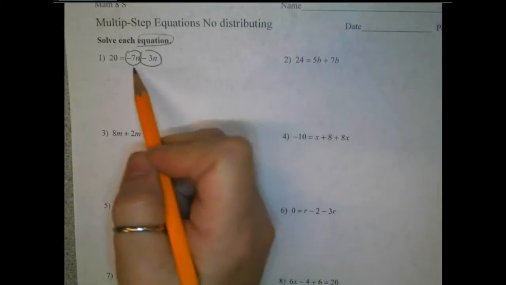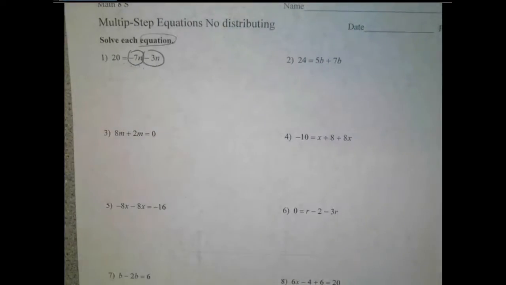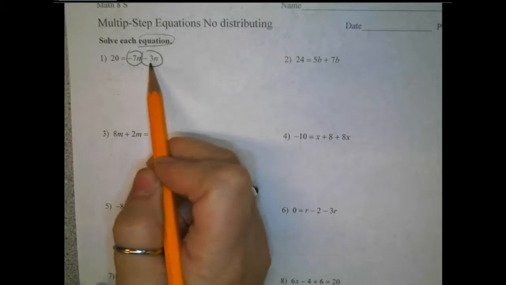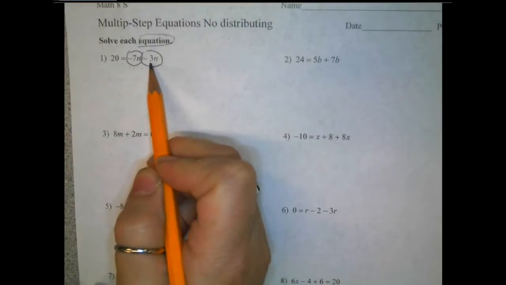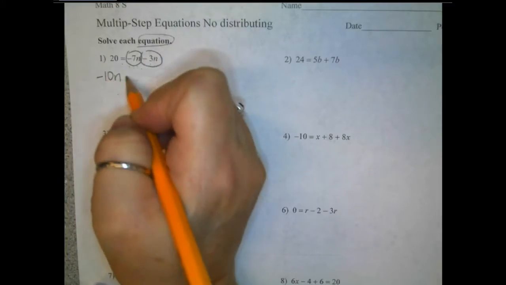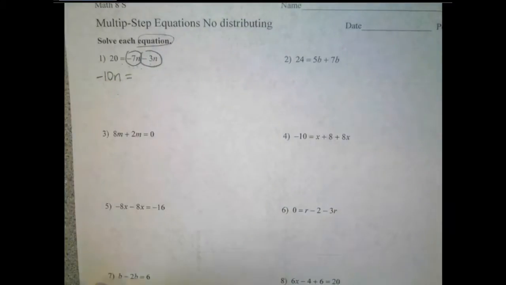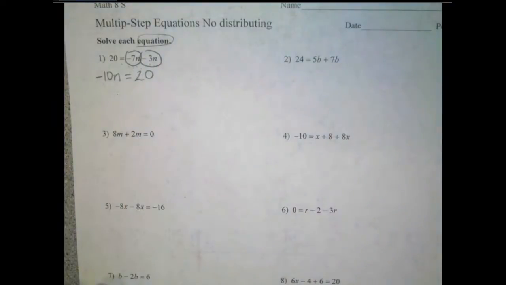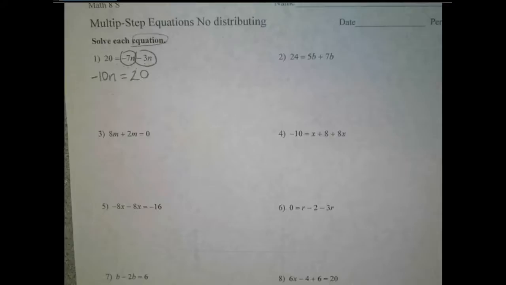So what I'm going to do is I'm going to combine these two terms. Since they're both negatives, am I adding or subtracting here? I'm going to add them. They're going to be a bigger negative, right? So a negative 7 plus a negative 3 is going to give me what? Negative 10. So I'm going to go ahead, I'm going to write my negative 10n on the left side, and then I'm going to bring my 20 over to the right side. All I did was switch sides.